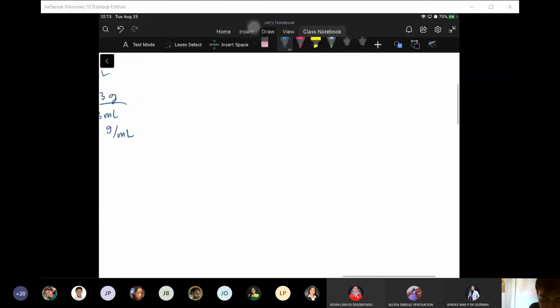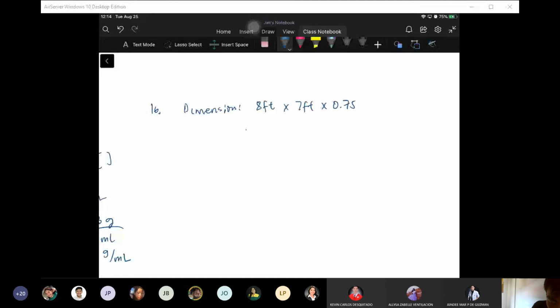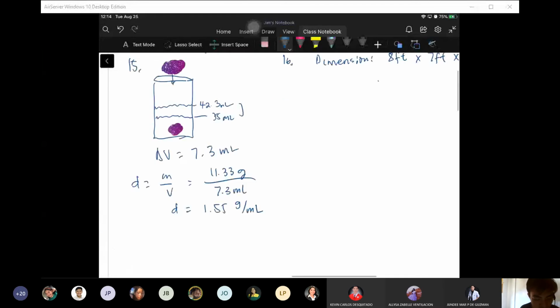No? Susulat natin dito. Waterbed dimensions. Sana all may waterbed, no? 8 feet by 7 feet by 0.75 feet. No? Okay, so anong pasabi dyan?